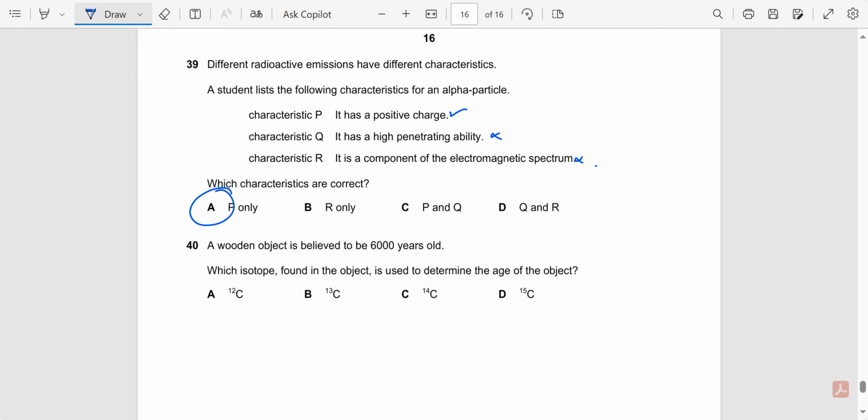A wooden object is believed to be 6,000 years old. Which isotope found in the object is used to determine the age? It is the carbon-14 isotope.